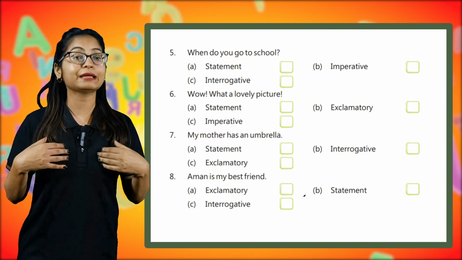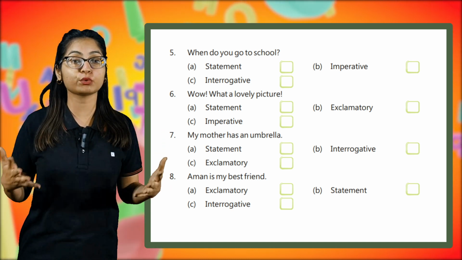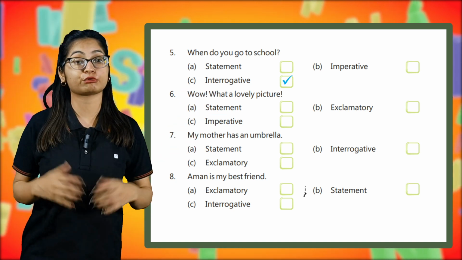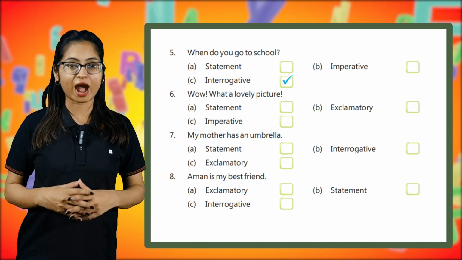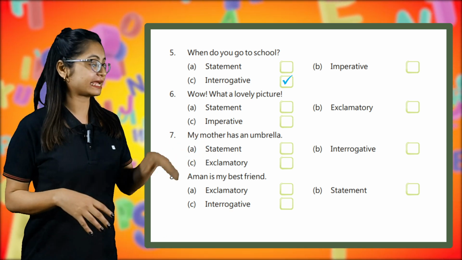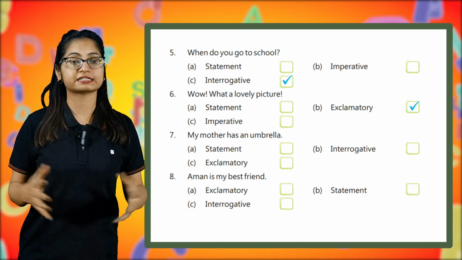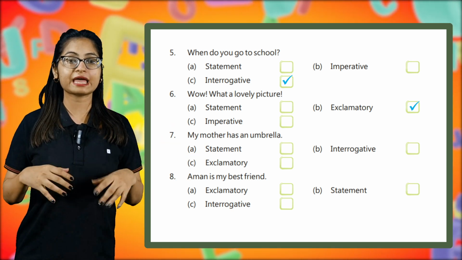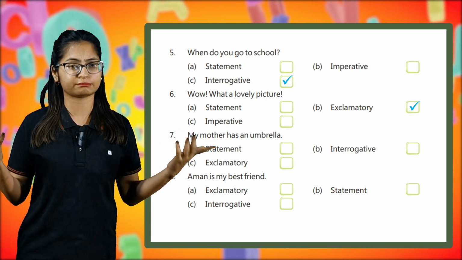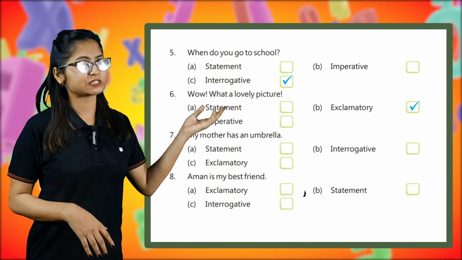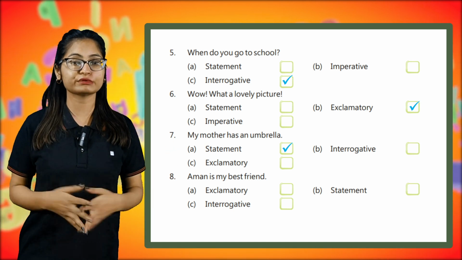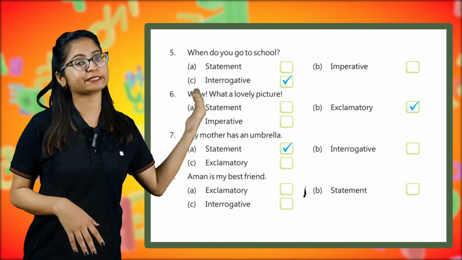When do you go to school? I'm asking you a question. So that's an interrogative sentence. And for that, we will tick at interrogative. And also you can see the question mark. Wow, what a lovely picture. For that, you will tick at exclamatory because we are expressing ourselves. Next, my mother has an umbrella. That's a normal statement. We are telling about our mother. So we will tick at statement. Next, Aman is my best friend. That is also a statement. So we will tick at statement.